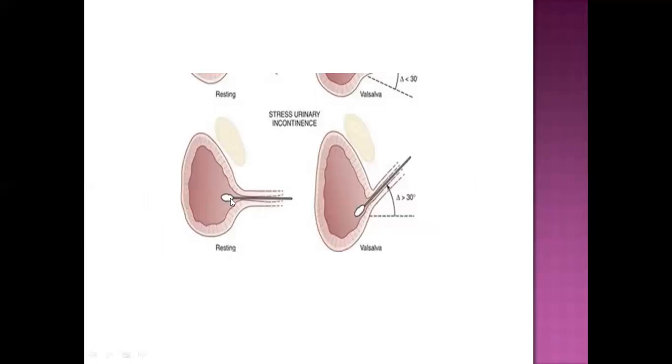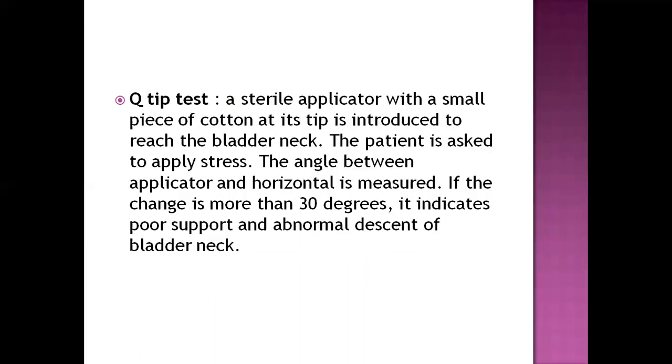This is the resting position, this is the Q-tip. And then we slowly raise the tip and measure the angle. If the change in angle, the change in the arc, is more than 30 degrees, that is abnormal descent of the bladder neck. That means there is some problem in urine.